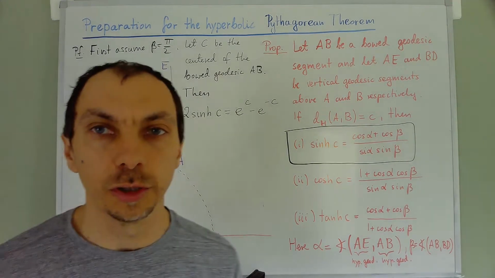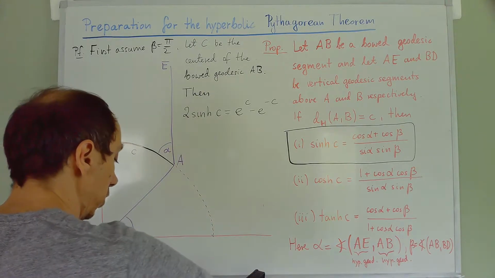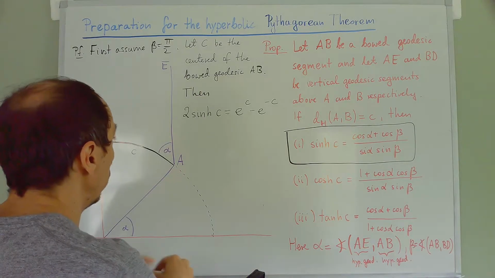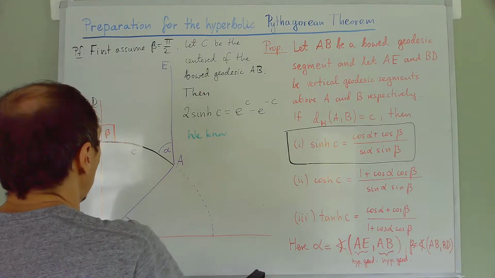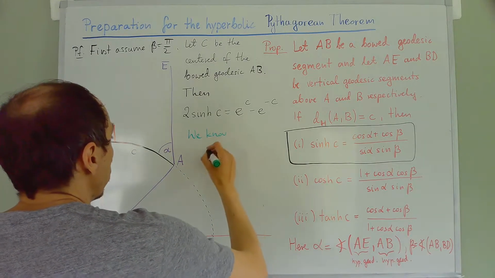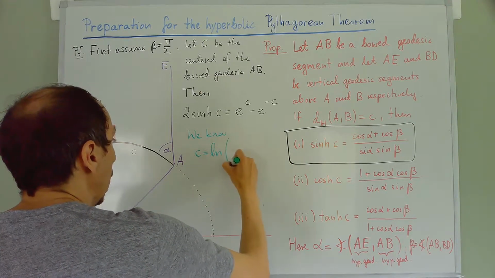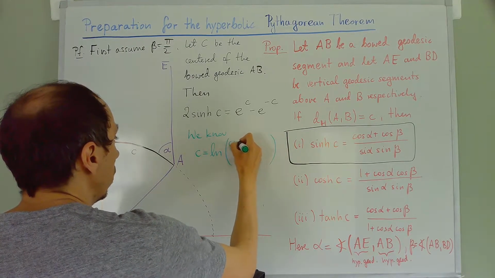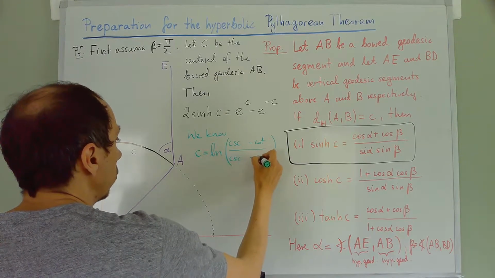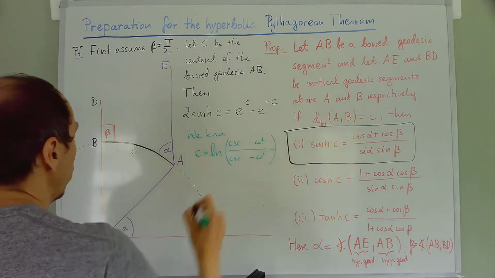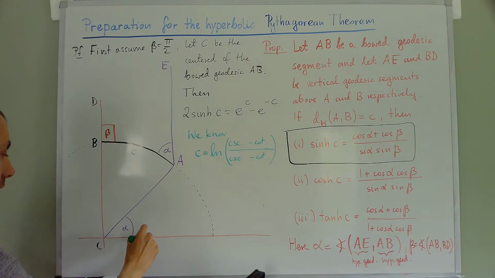Now, I already know how to compute the length of geodesics, right? So we know that the length C is equal to natural log, and now I need some cosecant of some angle minus cotangent of some angle divided by cosecant of some angle minus cotangent of some angle. All right, what are these angles? Well, because I go from here to here, the angles are alpha and this angle here.